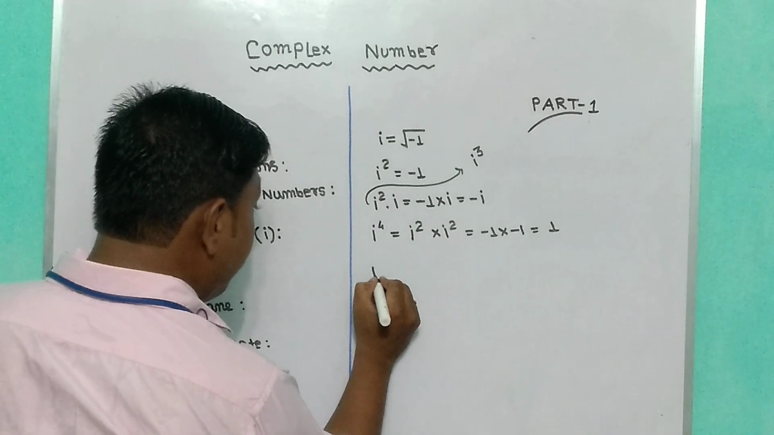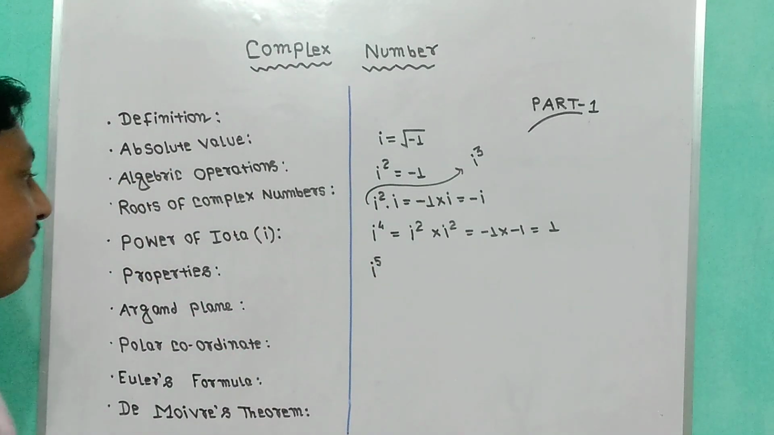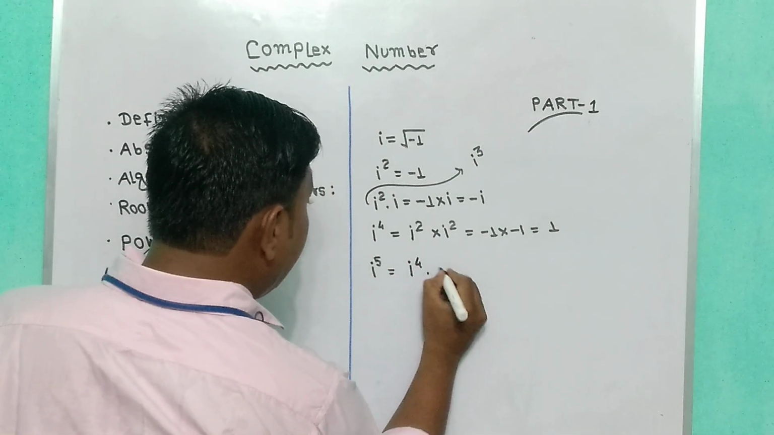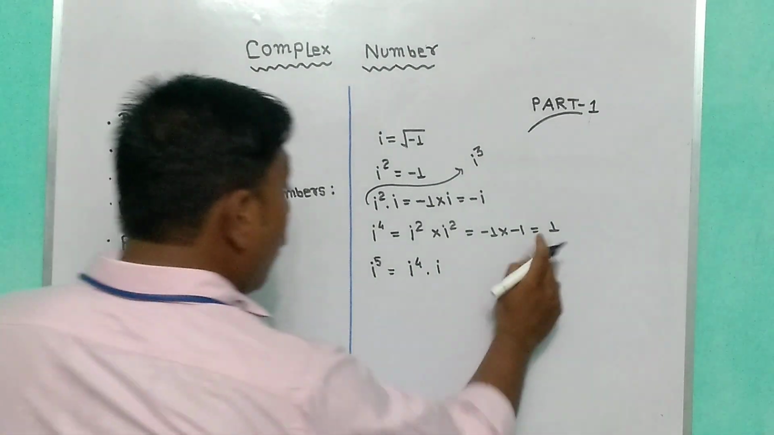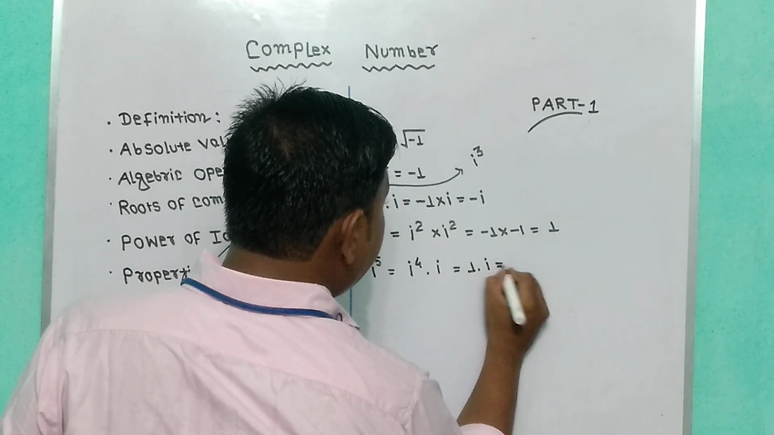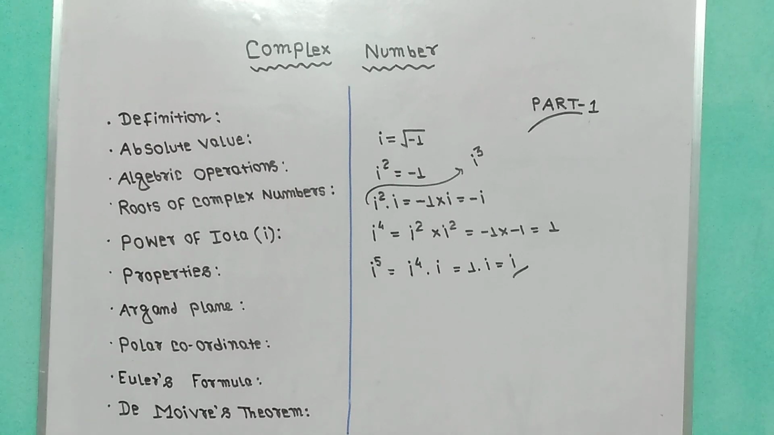Suppose we have to find the value of i to the power 5. That means we can write i to the power 4 into i. So what is the value of i to the power 4? That is 1. So 1 into i, that means i will come. So this is the basic concept of power of iota. Just see it.